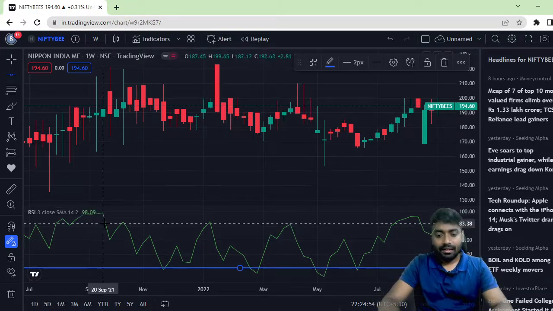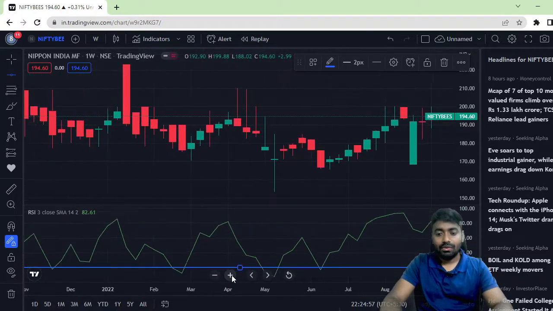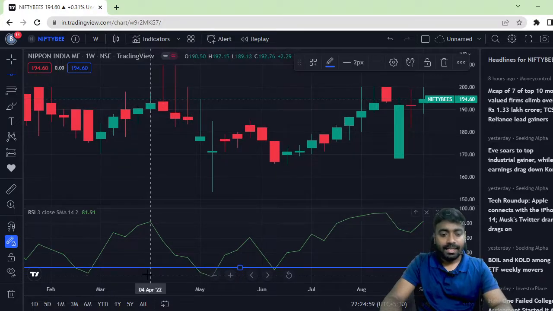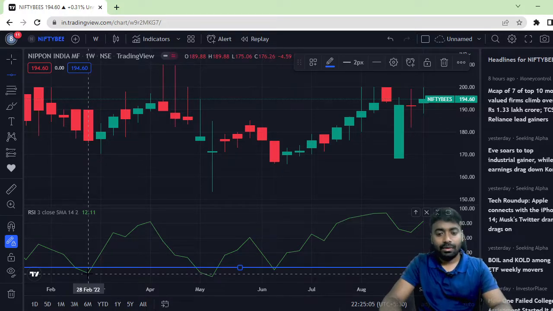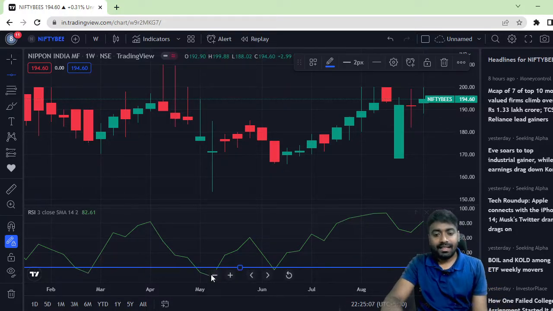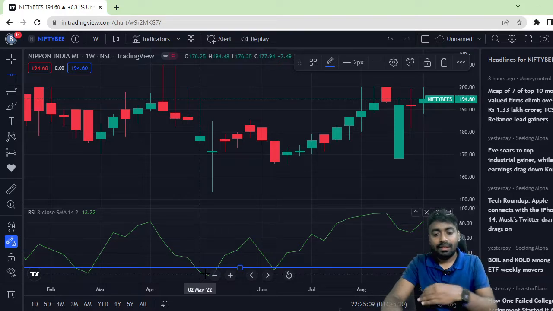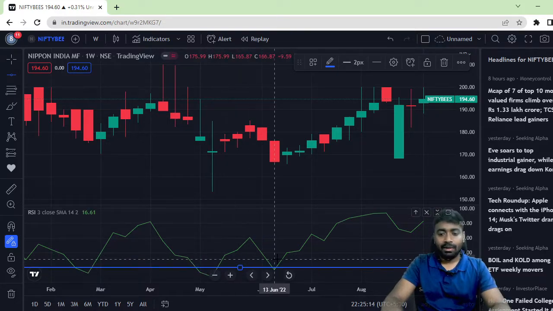Take the example of 2022. It started from January, February. I saw that in the month of February there is a period when the RSI has come down below 20, and there is a period in May 2022 where the RSI has also become below 20. There is also another period, in June, where the RSI has become 20.